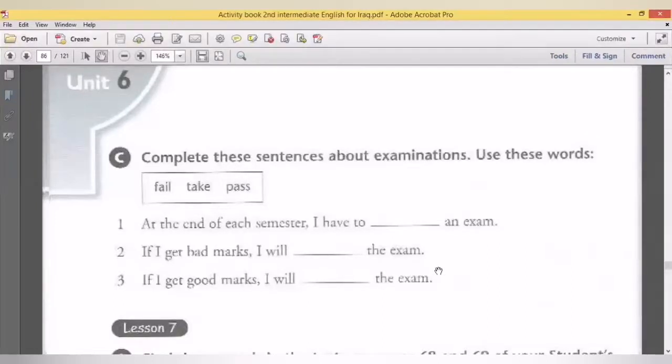Yes, exactly. So I think that we finished today's lesson. Next time, inshallah, we will study lesson 7. And maybe we will study some grammatical rule. And after that, we will finish everything about unit 6, sorry. So next week, inshallah, we will start unit 7. Omar has a question. What is your question, Omar? I'm waiting for your question.